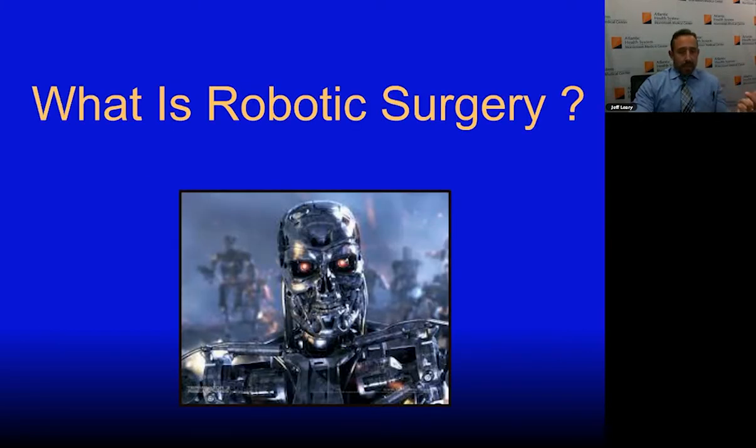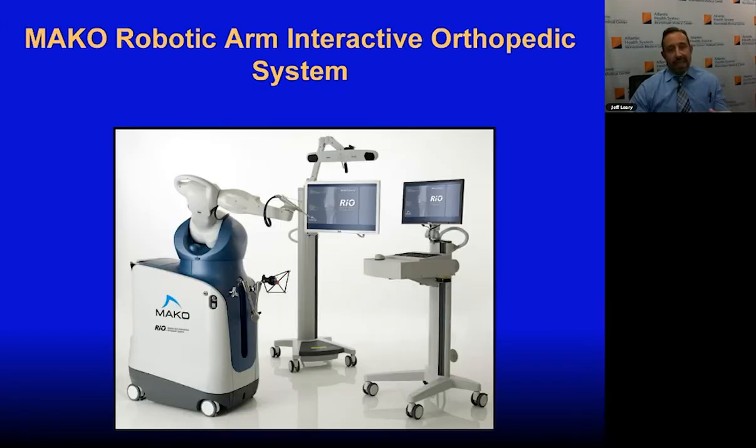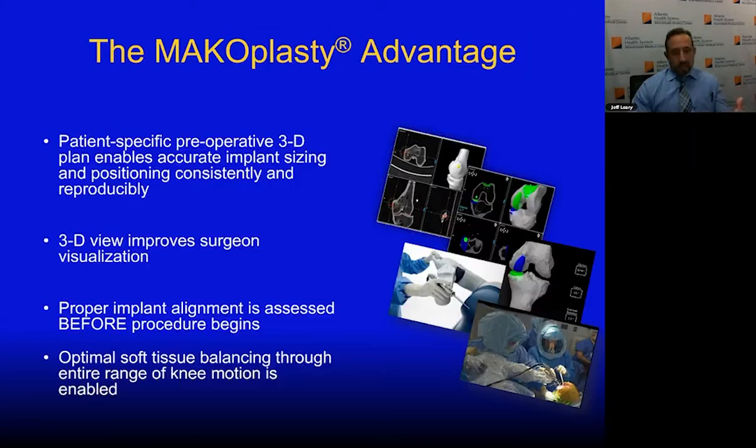So what is robotic surgery? The common misconception is that there's a robot in the room, you hit go, the surgeon goes and does a crossword puzzle, and the robot completes the surgery. It's not what it is at all. It's really robotic assisted surgery. The most common, most popular system that we're using in Atlantic Health right now is the Mako system, and it's a robotic arm assisted surgery. What this technology does is it allows us to do patient-specific surgery with increased accuracy.